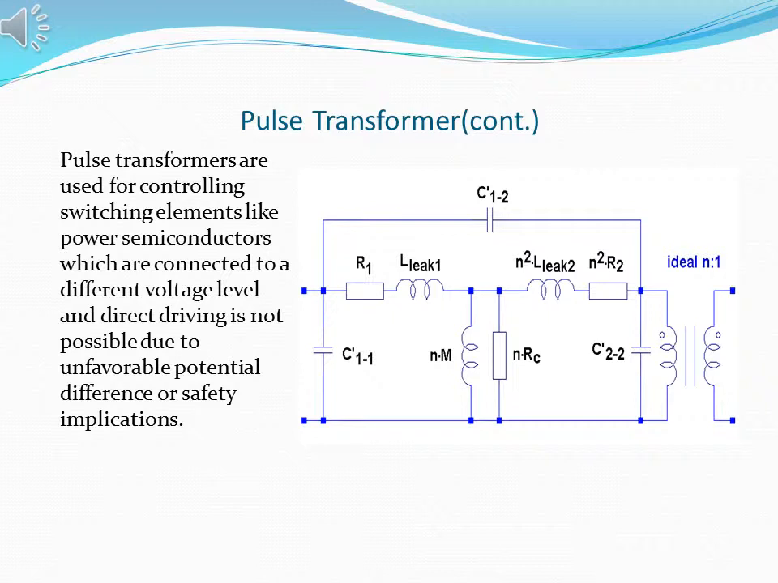C'11 is the distributed capacitance of the primary winding represented as a lumped capacitance, C'22 is the distributed capacitance of the secondary winding represented as a lumped capacitance, and C'12 is the distributed interwinding capacitance, primary to secondary winding.